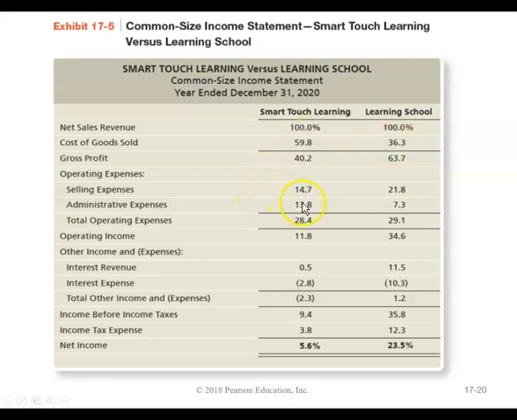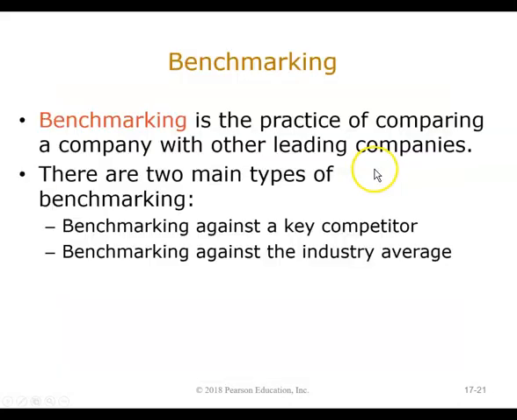And we can do the same thing as we go down. They're spending more on selling expenses, so maybe they're spending more on advertising as a percent than Smart Touch is. But they're spending less on administrative expenses, so perhaps they don't have as many administrative costs. They have a lot more interest revenue, so they must be investing some of their money and making some interest on it. But they also have less interest expense because this is a negative number. So you can just go down that and make your conclusions comparing these two companies.